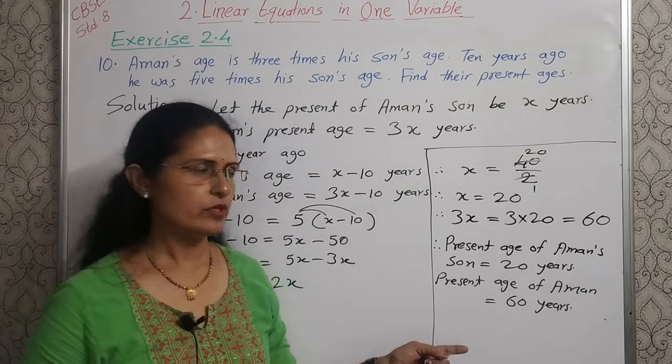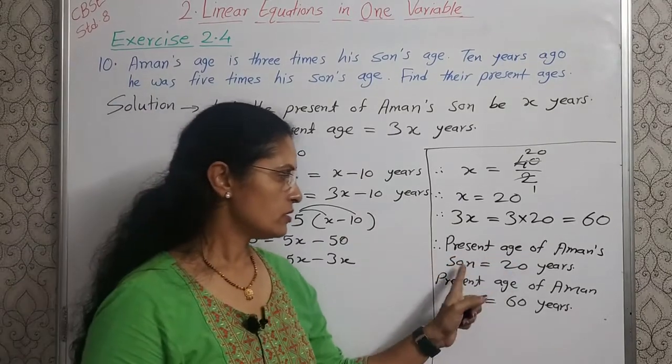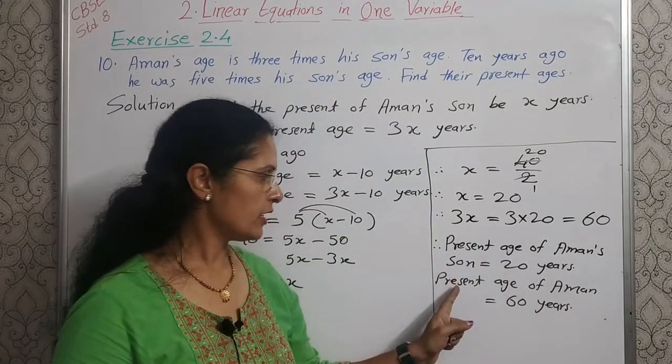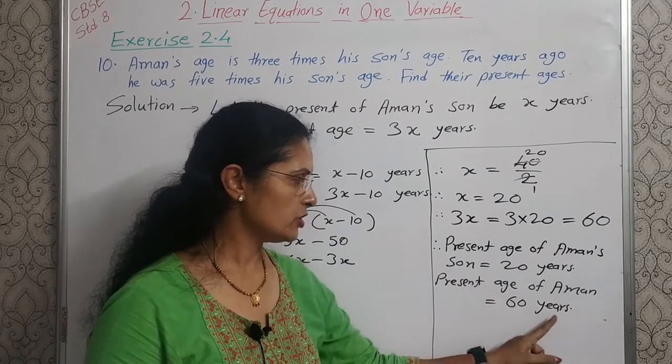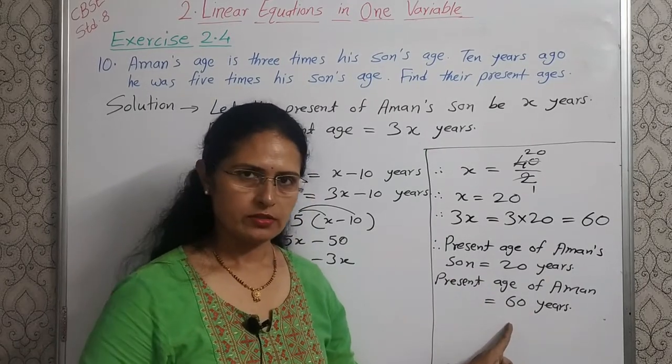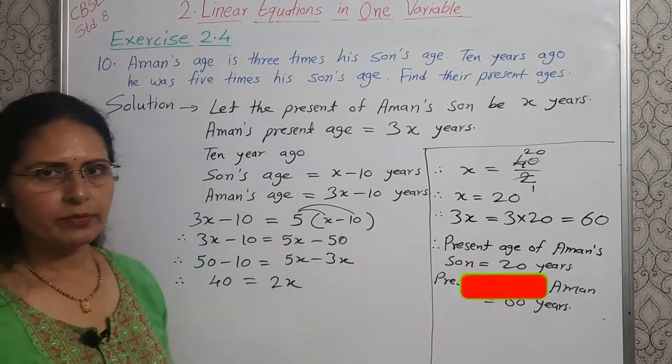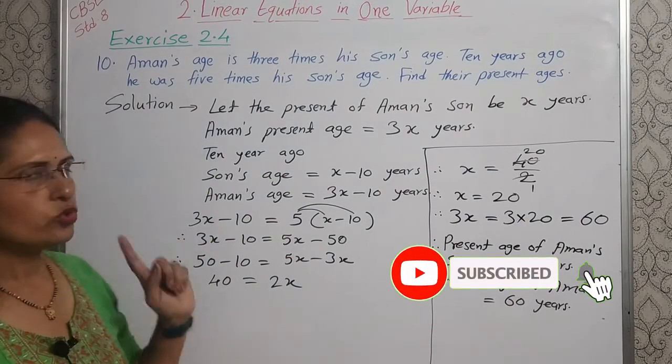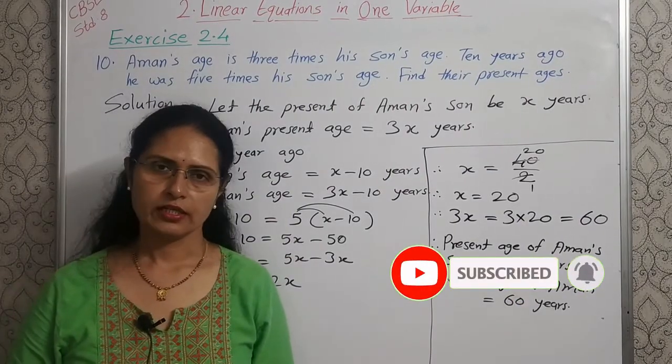So this is how we got Aman's son's present age is 20 years and Aman's present age is 60 years. And here we have completed exercise 2.4 of linear equations.